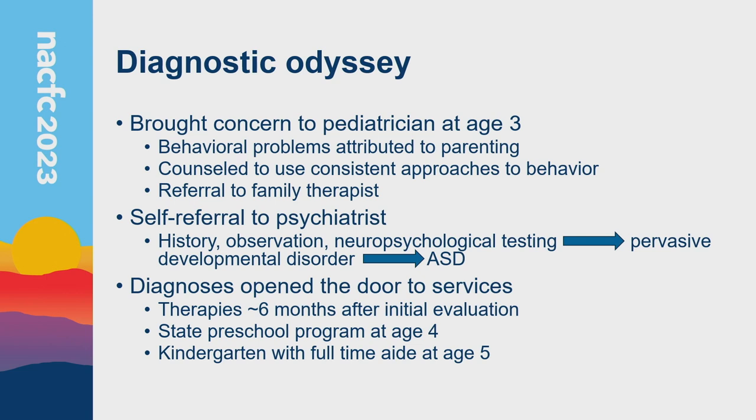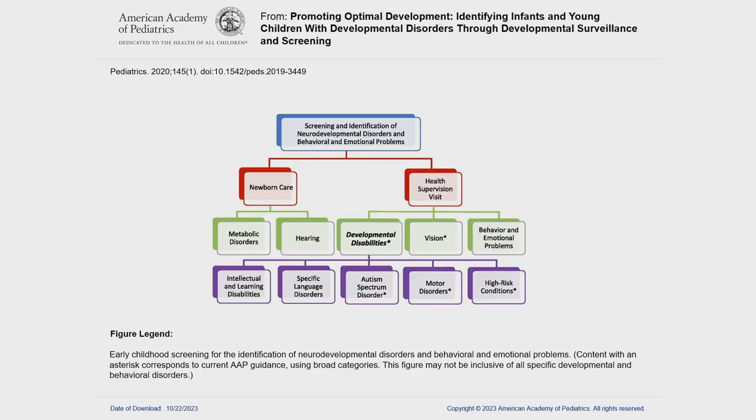So it took a long time to get services. We were eligible, of course, for early intervention through the state, but also had the privilege of having insurance that paid for some of these services, but there are very long waiting lists for developmental services. As far as I know, everywhere in the country, the Chicago metro area and the state of Illinois are particularly bad. So he was able to start therapies. He started in a state preschool program with special ed services, and then he was mainstreamed with a full-time aide at age 5.